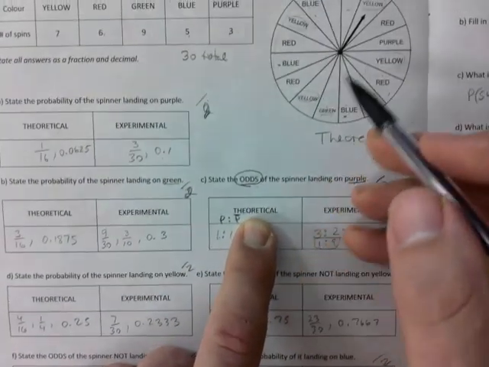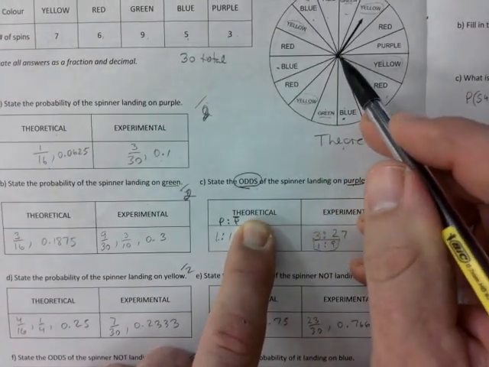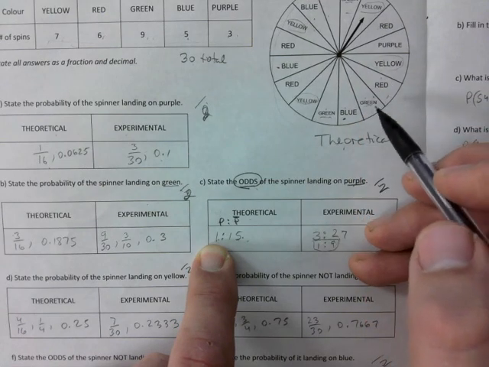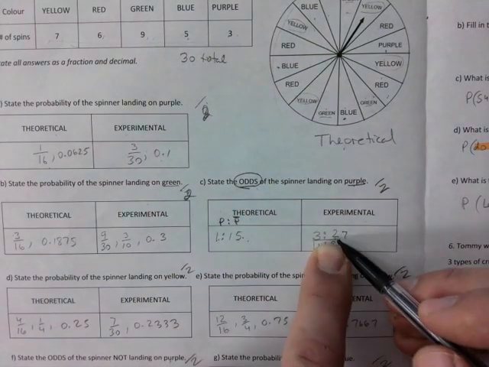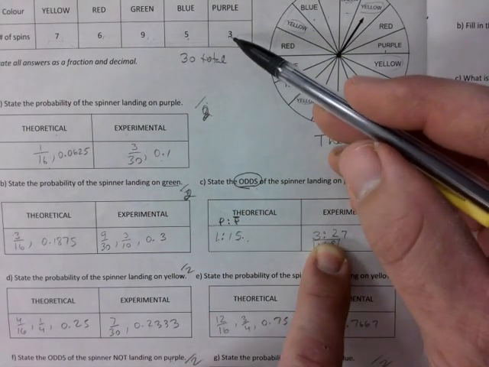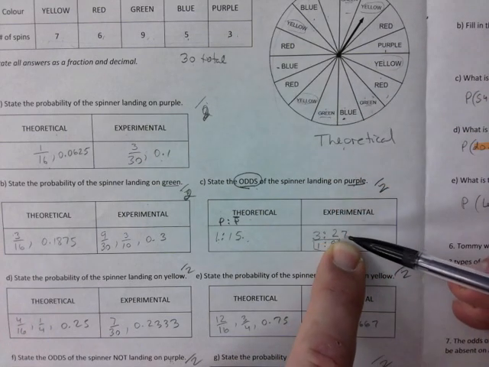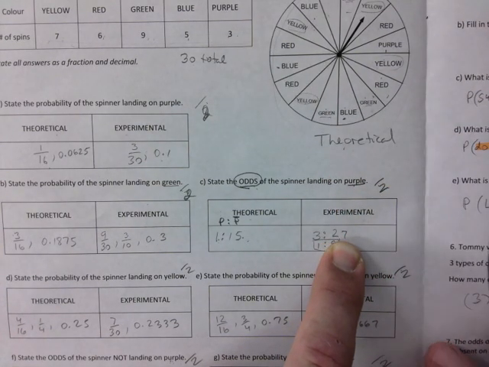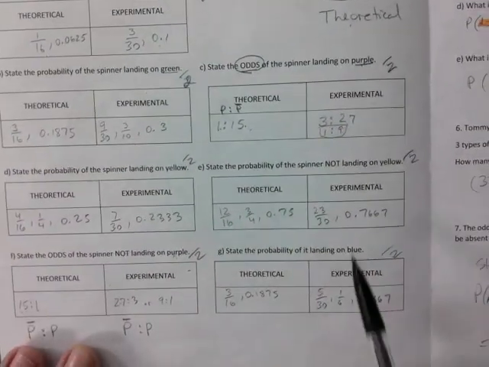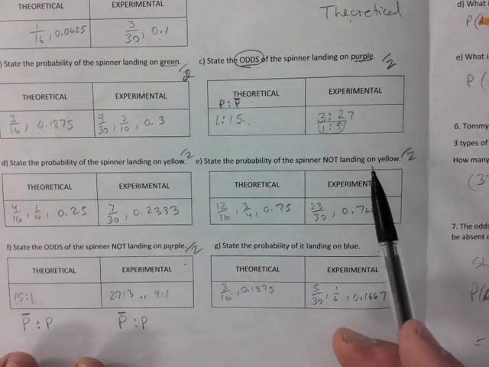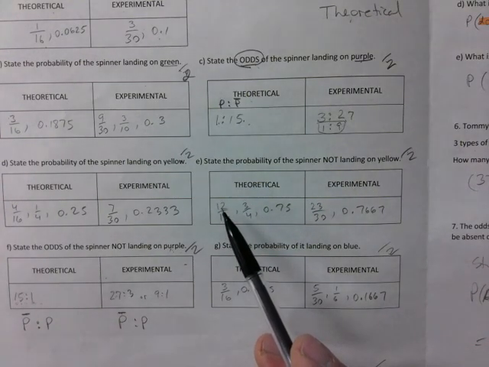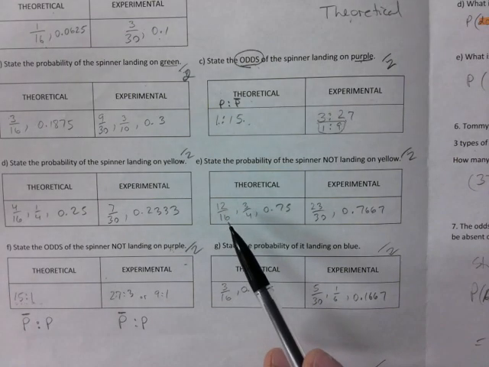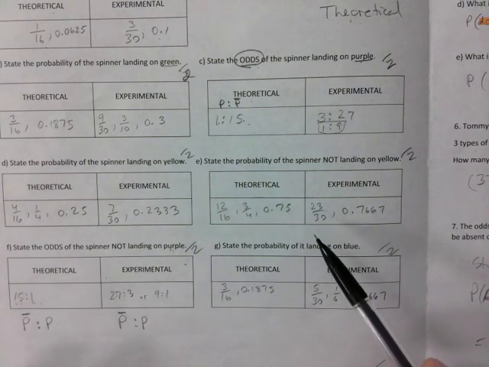Theoretical, you focus on this, right? On the actual object that was used, which is there's 1 purple section right here, therefore 15 that are not. And same with the experimental. There are 3 purple outcomes out of 30, which means 27 are not. Makes sense, right? And then we had probability of the spinner not landing on yellow. So what you could have done is gone 16 minus 4. That's 12 non-yellow sections out of 16. So probability, you're back to total 23 out of 30 for experimental.